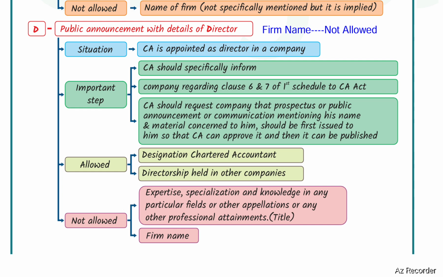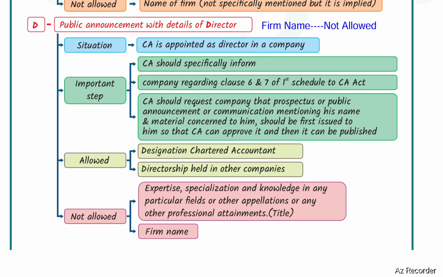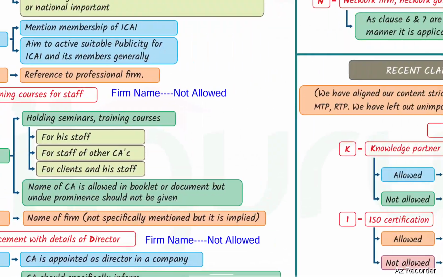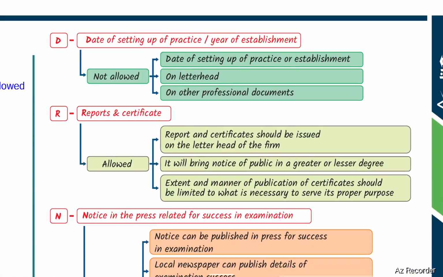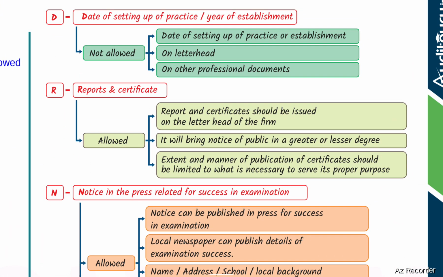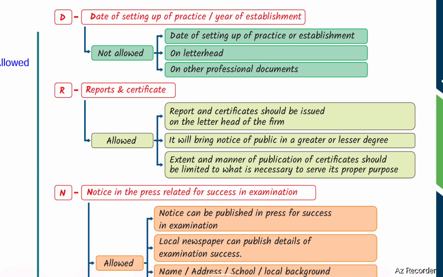Designation chartered accountant is allowed. Directorship held in other companies is allowed. What is not allowed in case of directorship? Expertise, specialization, and knowledge in any particular fields or other appellations or any other professional attainments are not allowed. Firm name not allowed. Next, date of setting up a practice or year of establishment not allowed. Date of setting up a practice or establishment on letterhead and on other professional documents are not allowed.